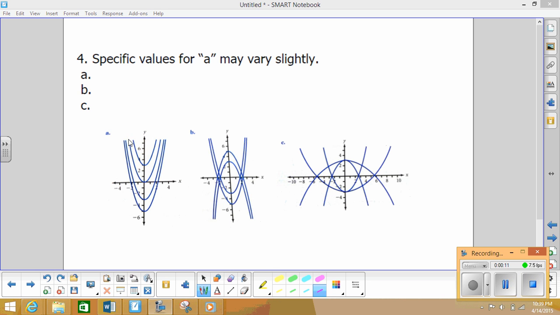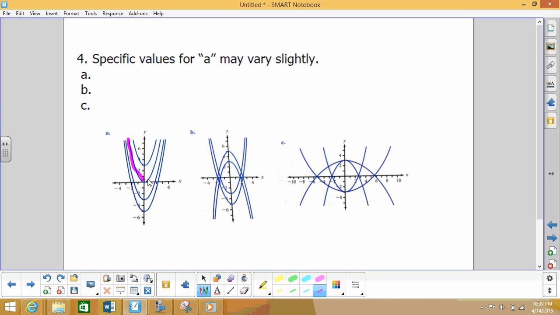So I just want to go ahead and point out to you, if I can, try to sketch this. The one that I just highlighted here.